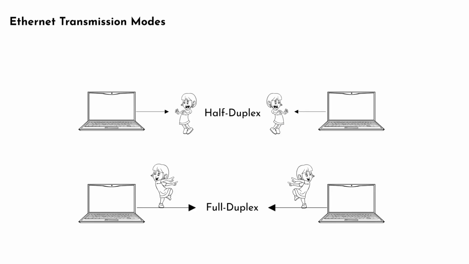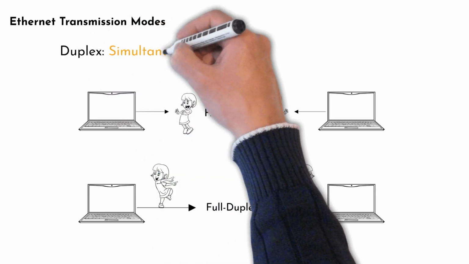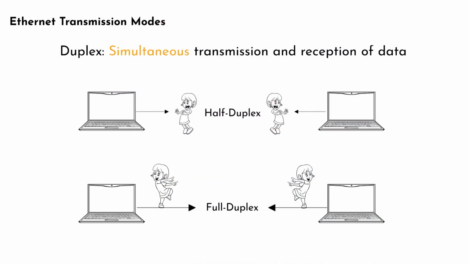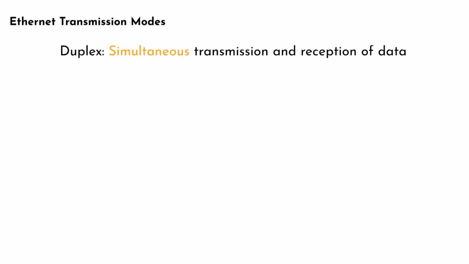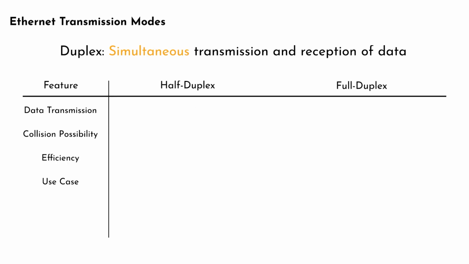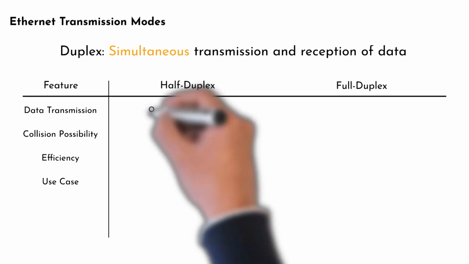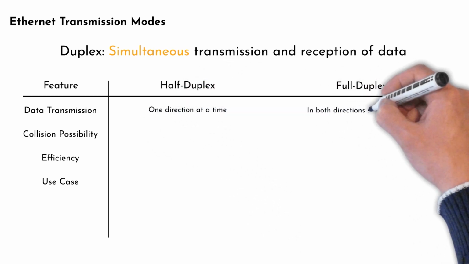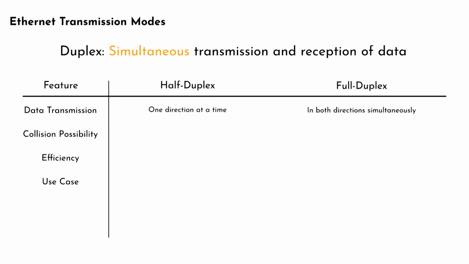Now let's dive into Ethernet transmission modes, which define how communication occurs between devices. In networking, duplex refers to a network or device's ability to transmit and receive data simultaneously. The two primary duplex modes are half-duplex and full-duplex. Compared to full-duplex communication, where data transmission and reception occurs simultaneously, half-duplex allows data to flow in both directions, but not at the same time.